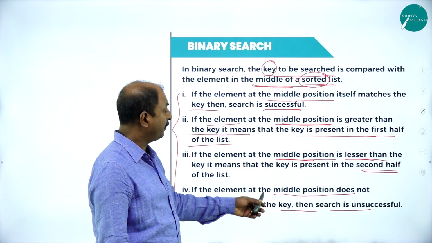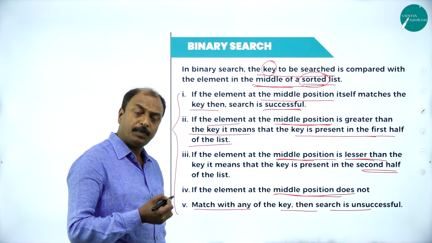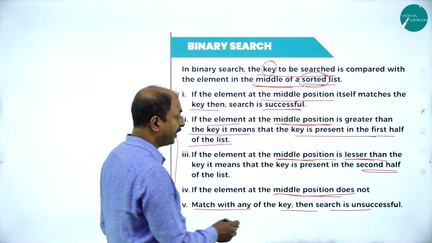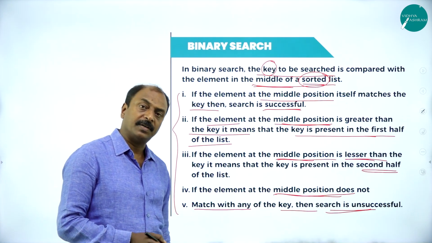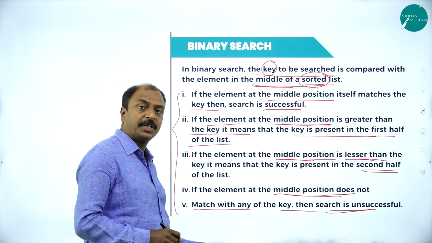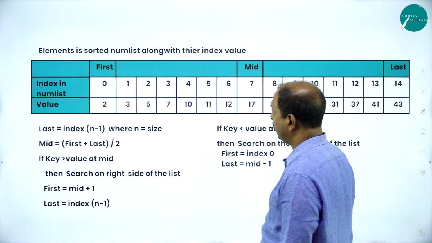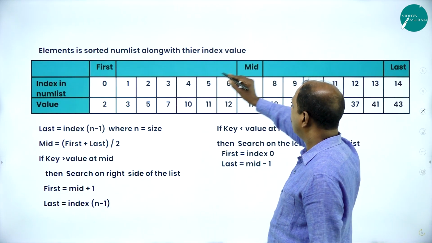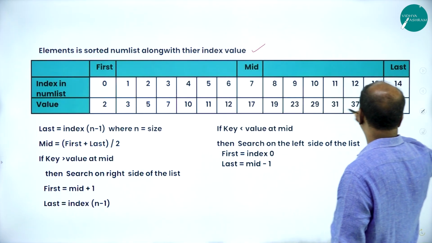If the key element does not match the middle position at any point until the end of the list, then we say that the search is unsuccessful. The element is not present in the given list. This is the algorithm, the steps involved in binary search. Let me explain with an example. The elements are stored in the num list along with the index values. These are the elements of the given list.